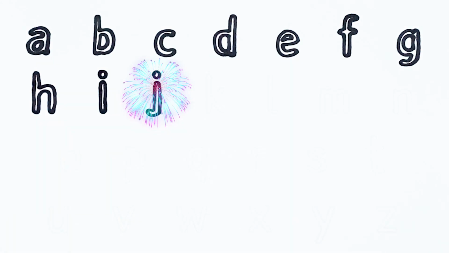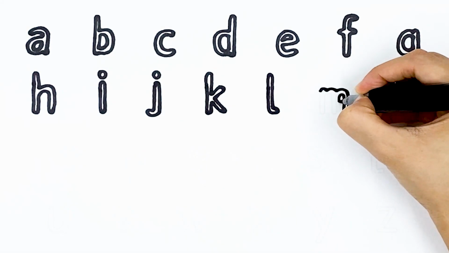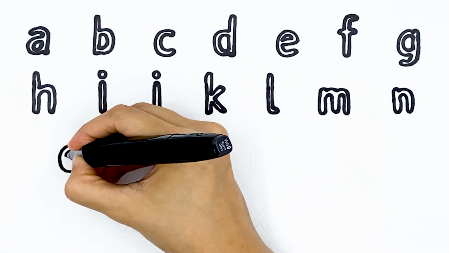D is for diamond. Diamond. Diamond. D. Diamond. E is for elephant. Elephant. Elephant. E. Elephant.